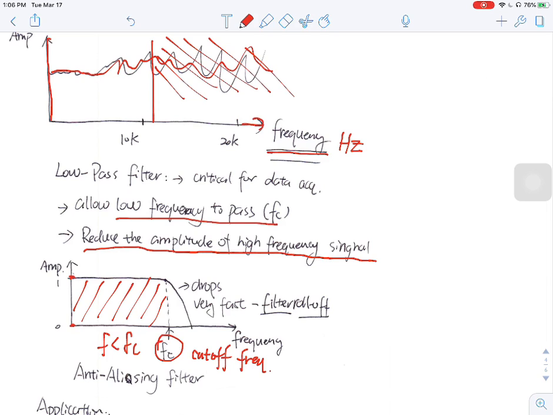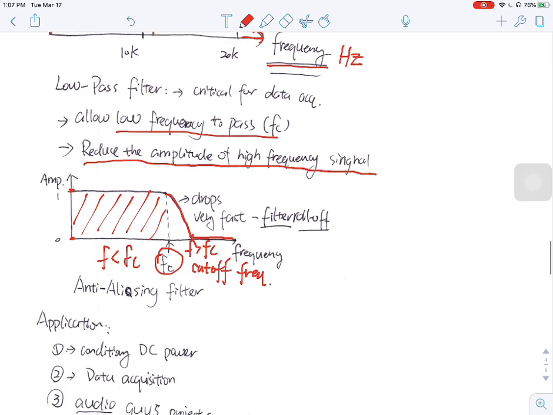However, if the frequency is larger than FC, the amplitude of the signal will be decreased, will be cut. You see here a steep decrease of amplitude all the way to 0, which means if your frequency is much larger than FC, it gives you 0 as the output. So that's how it stops all the high frequency signals. It also has a name, anti-aliasing filter, in data conversion.